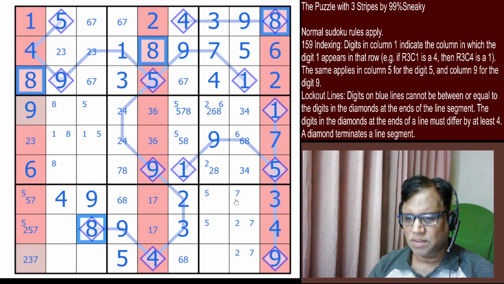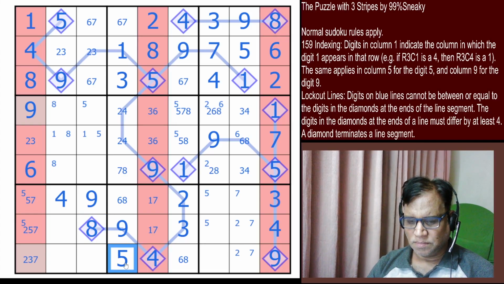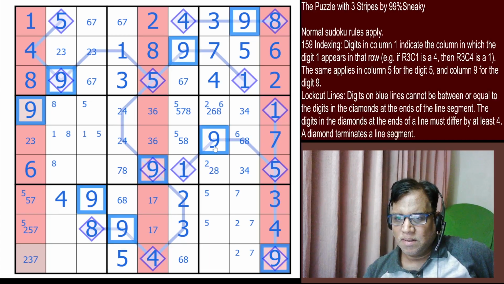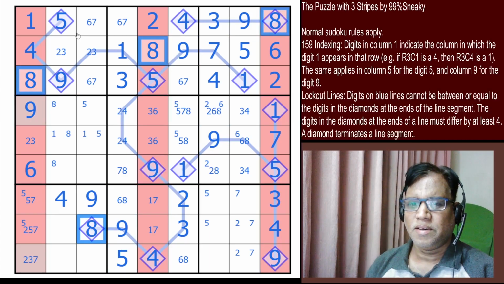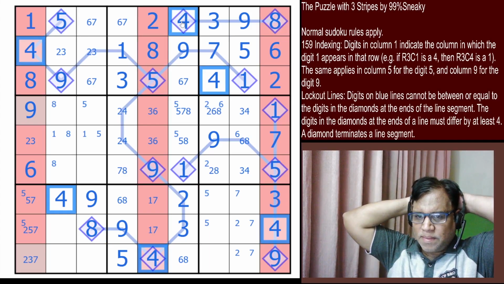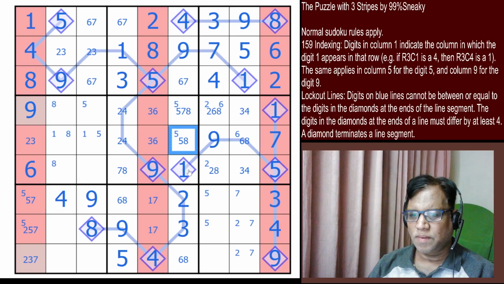Not much working. 8 8 8 8. 4 5 I have already put. Come on, man. Come on, sneaky. What are you sneaking? 8 8 5 9 2 4. Think, brain. I can't see anything. 5 8. 6 8 5 7 8 6 7. 6 is 2.